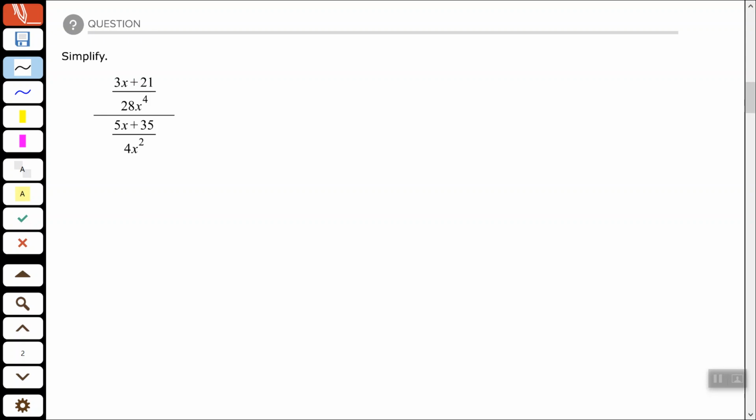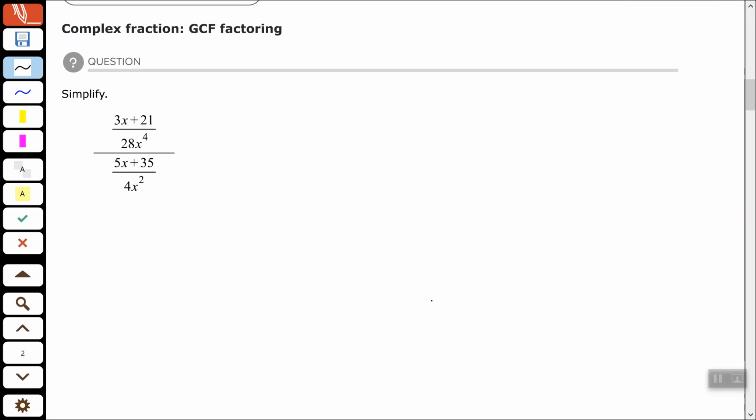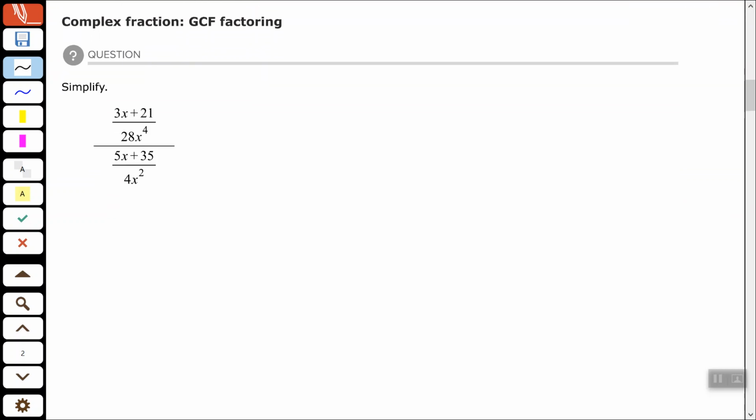In this video, we're going to look at simplifying complex fractions with GCF factoring. So I see that I can factor some in my numerator and denominator, but before I do that, I want to clear my fractions, my many fractions. So I want to find the least common multiple of my small denominators.